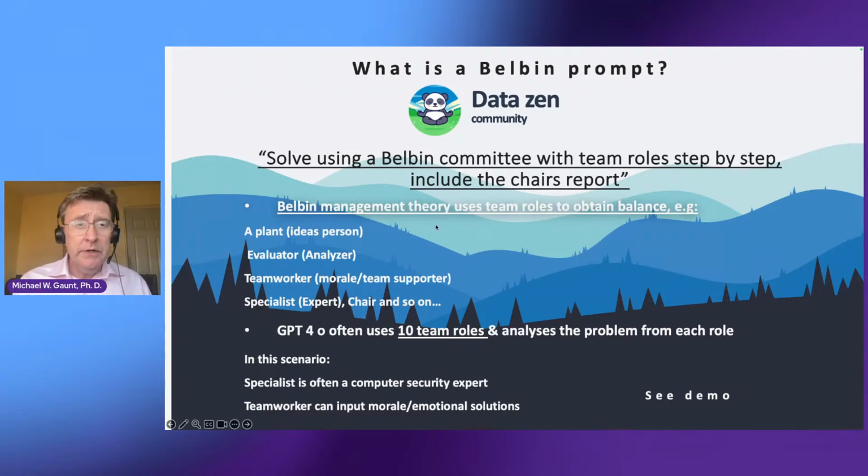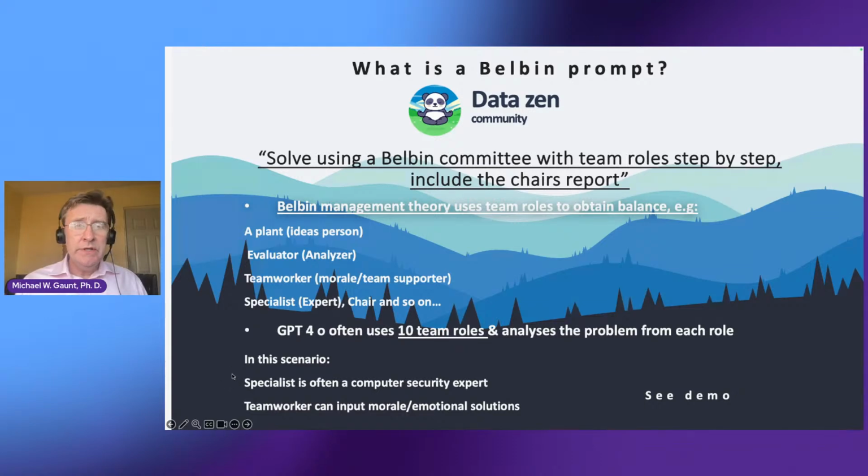So we want to go through what a Belbin committee is. It's a management theory process where you have different team roles to obtain a balance in the outcome. It was a very popular management theory in the 80s and particularly the 90s. The idea is that you would have a 10-person committee and each member would have a different role in what they wanted to achieve within the committee structure. So you'd have a plant, an ideas person. You'd have an evaluator or analyzer. You'd have a team worker for morale and team support. Then you would have a specialist. And then to wrap it up, you would have a chair. In GPT, often it uses a 10-person committee to analyze the problem from different perspectives.